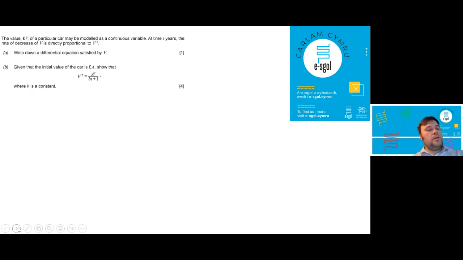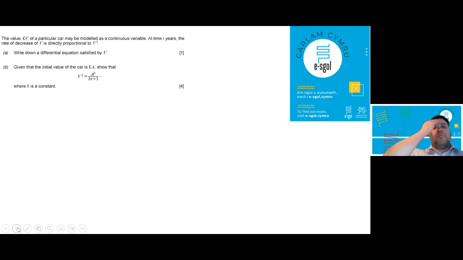Okay, so for the last 10 minutes, if we have a look at these two questions here, we'll go from there. So we have here: the value V of a particular car may be modeled as a continuous variable. At time t years, the rate of decrease of V is directly proportional to V cubed. Write down a differential equation satisfied by V.